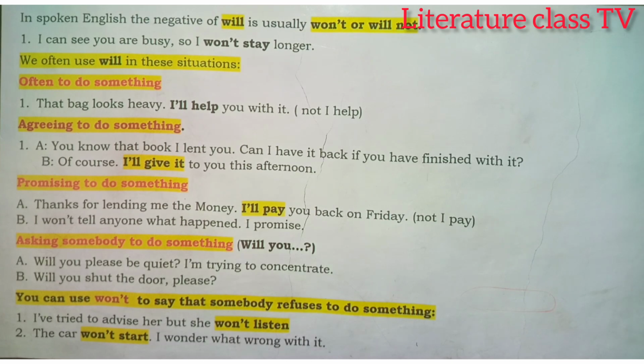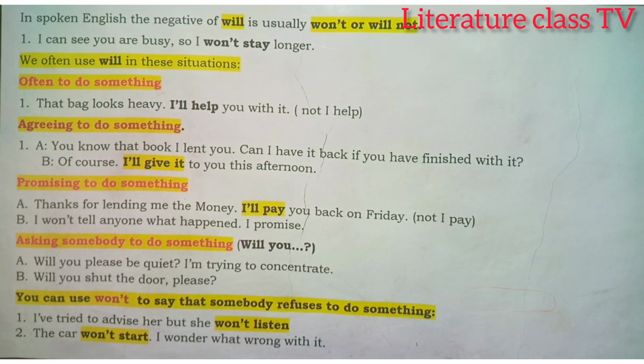That bag looks heavy. I will help you with it. Not "I help you with it." We use will in the situation of deciding to do something. We have an example there: the bag looks heavy, I will help you with it. We don't say "I help you with it."